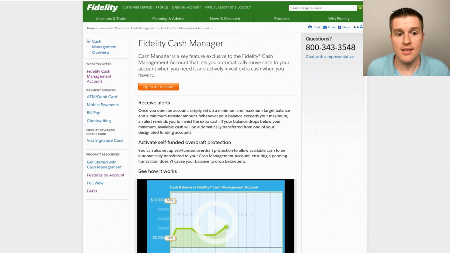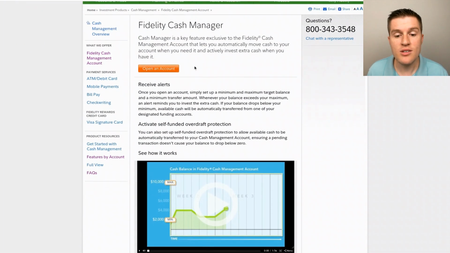So what is it? The Cash Manager is a key exclusive to the Fidelity Cash Management account that lets you automatically move cash to your account when you need it and actively invest extra cash when you have it. Really there are three main features with the Fidelity Cash Manager. One is that it makes sure that you're keeping a minimum balance. Every day, at about midnight, it looks to make sure that your account has a certain dollar amount, and if it doesn't, it's going to move money into that account. That's one of the features.